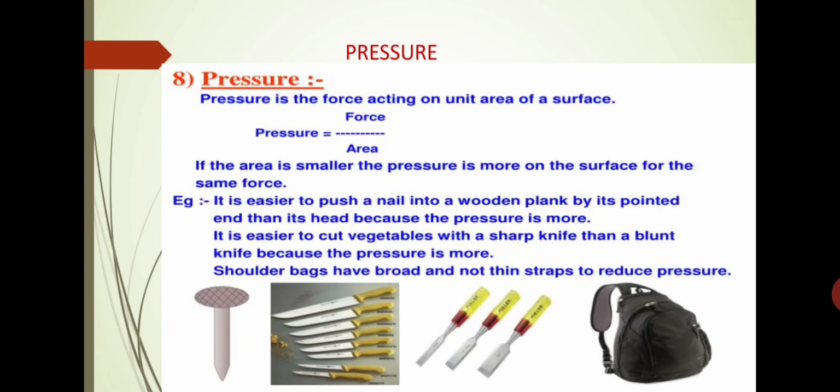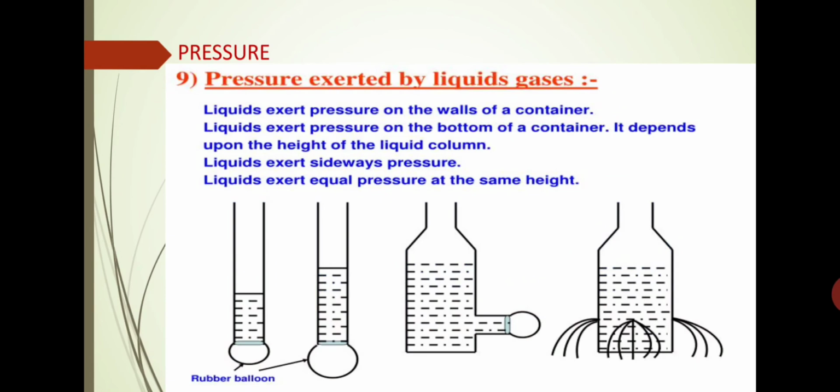Okay, understand it? Pressure exerted by liquids and gases. We have seen in this chapter that pressure is exerted by liquids and gases also. So what have we seen in that part? We have seen many examples and done many activities in previous classes. We have also given one activity. What is that activity? Liquids exert pressure on the walls of a container. On the walls of a container, what have you seen in this one?